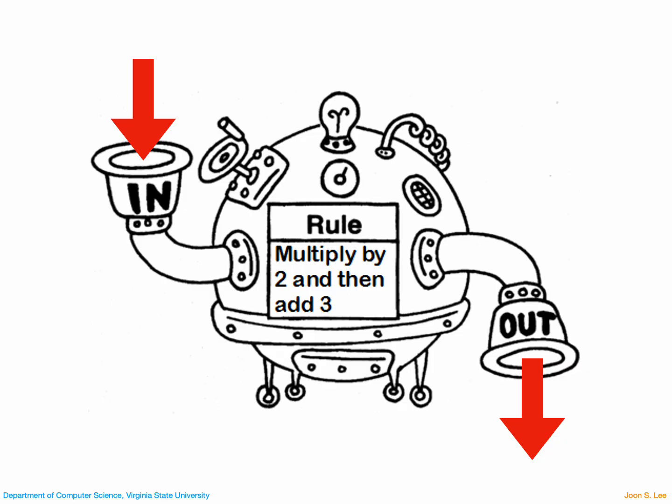For example, if I put in the number 4, the machine first multiplies by 2 to get 8, then adds 3, giving us 11 as the output. This idea of input, process, and output is the foundation of how functions operate in programming.